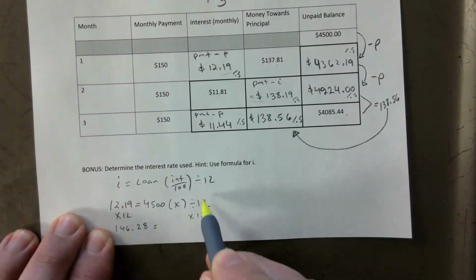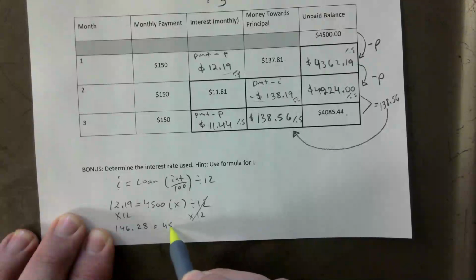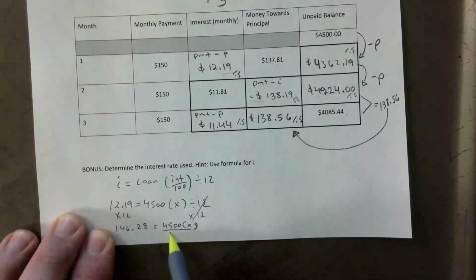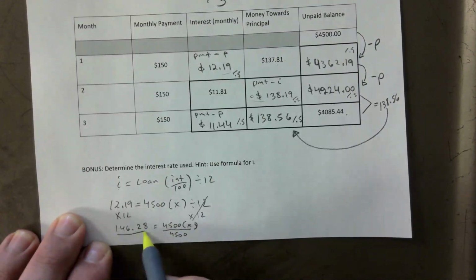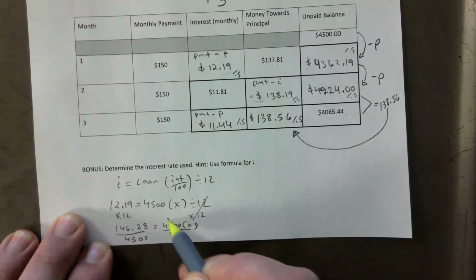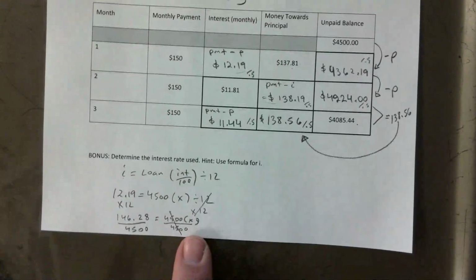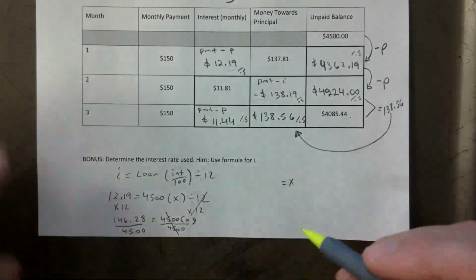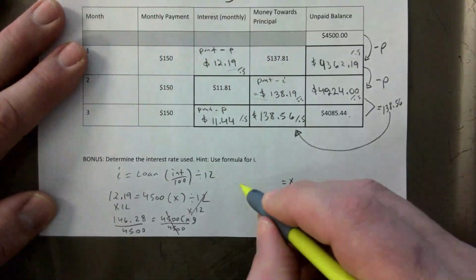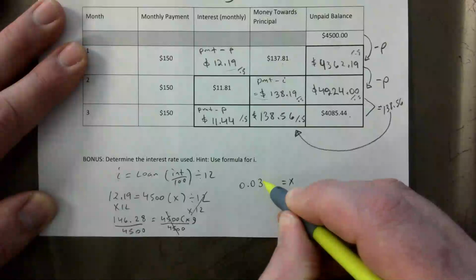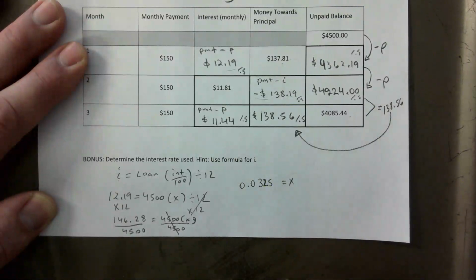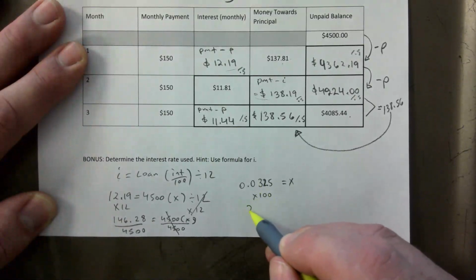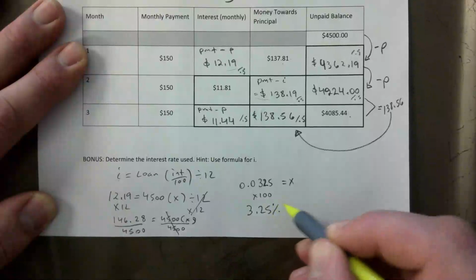And on this side, you cancel these out. You get 4,500 times X. Now you need to divide both sides by 4,500. Cancel out. So now X is on its own. That's the interest rate. If you do that, if you divide these, you get this. 0.0325. But that's just as a decimal, right? If you want that as a percentage, you multiply that by 100, so it's 3.25%.